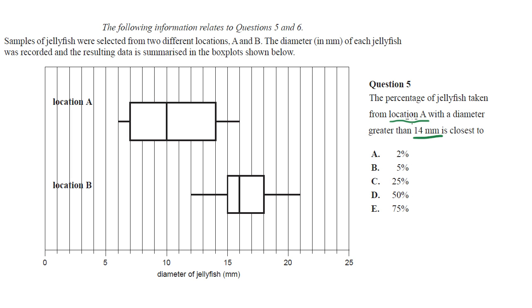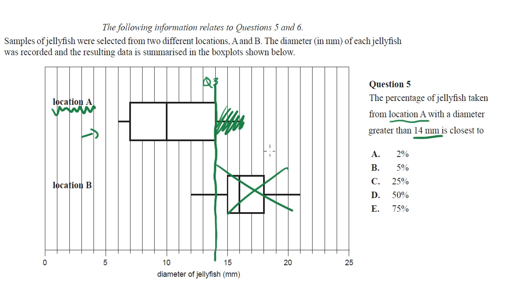Okay, so we need to find location A and we need to find the 14 millimeter mark. So this one here is location A. So we're only going to look at this. We're not going to look at location B for this question. We need to find the 14 millimeter mark. So we look at our scale along here. This line here is the 14 millimeter mark. And what do you know? It's the Q3 part of this box plot. So we're talking about the percentage of jellyfish that has a diameter greater than that point.